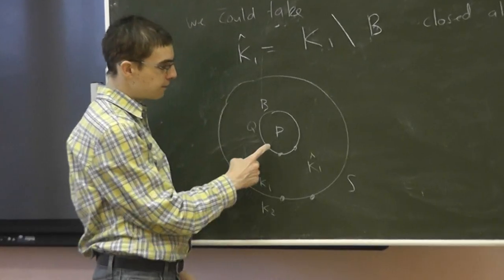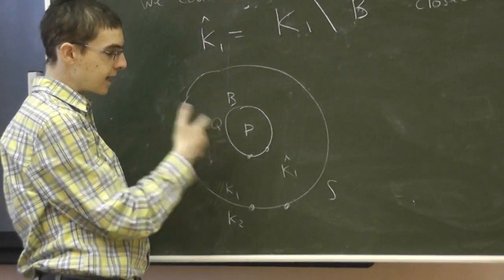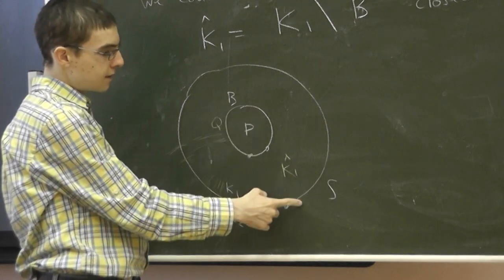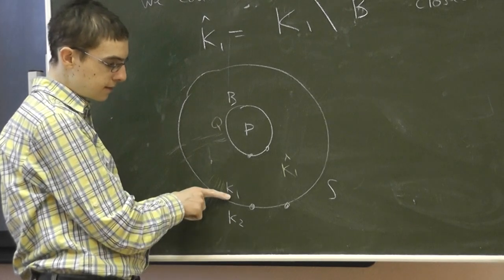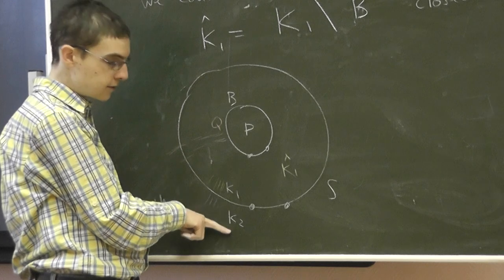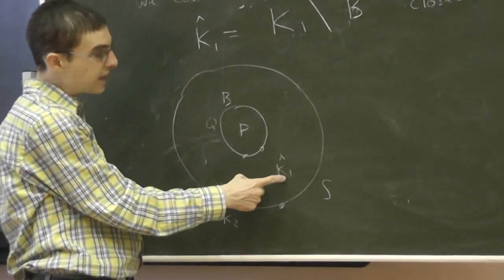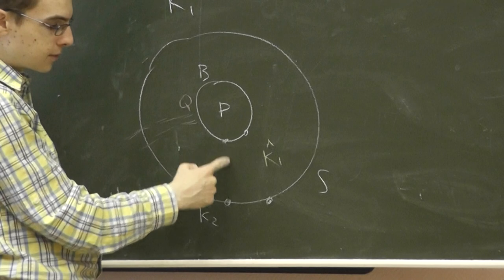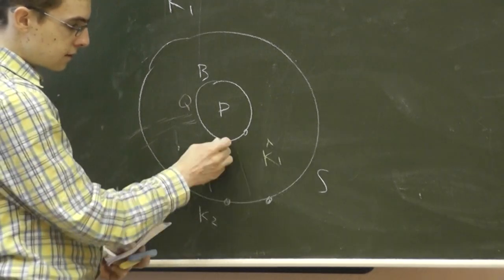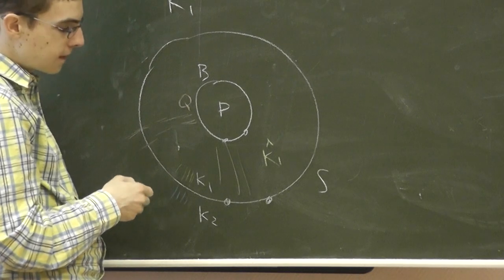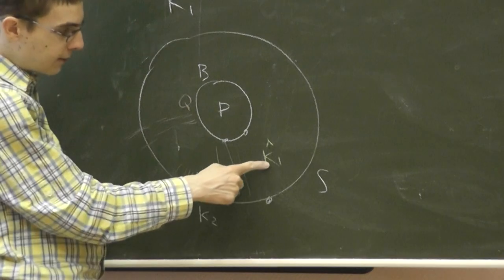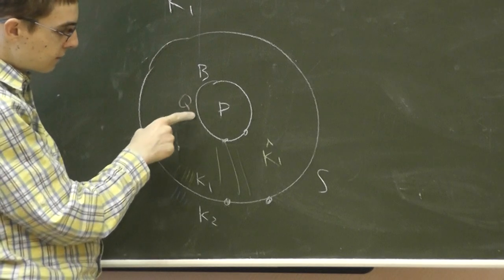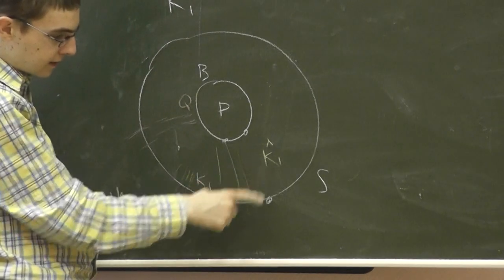So here's the picture. We have a ball. Inside it is P, and everything outside is Q. We have the sphere outside the ball. Inside the sphere we have K1, and outside the sphere we have K2. Now we take K1 hat to be the part inside the sphere that lies outside the ball, whatever lies inside, that's K1 hat. Then we see that K1 is K1 hat connect sum P, and Q, which is the red, is K1 hat connect sum K2.